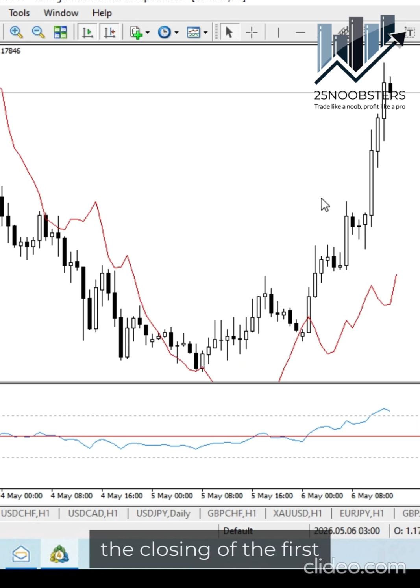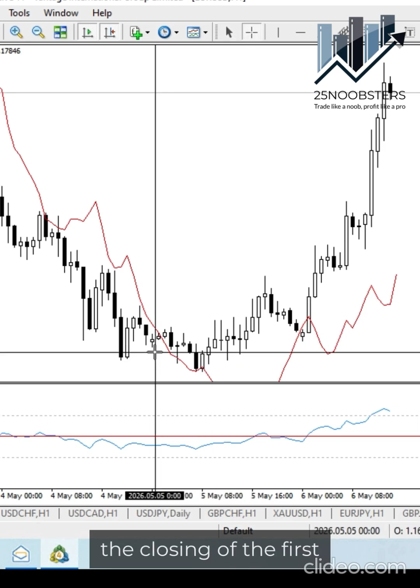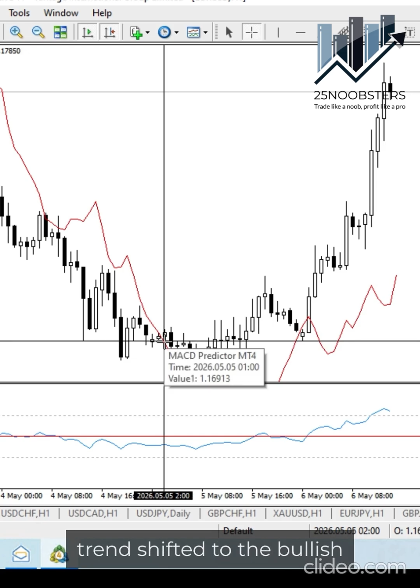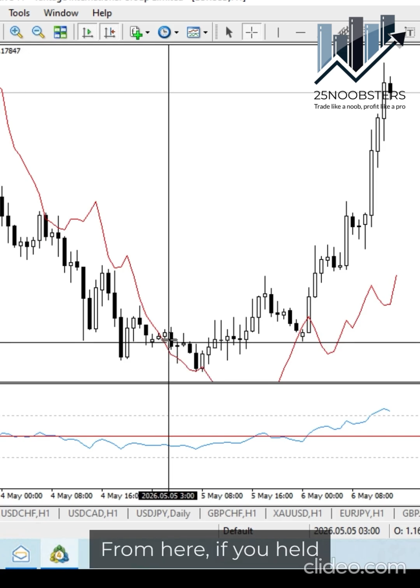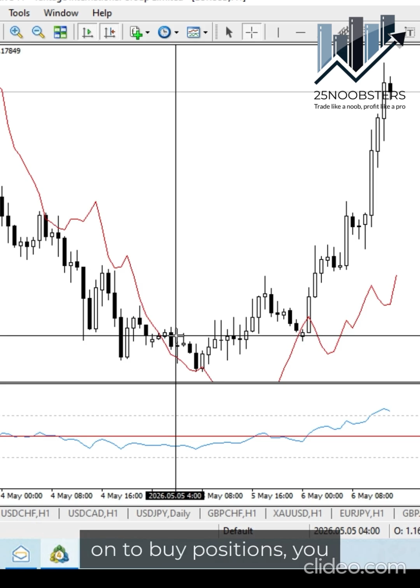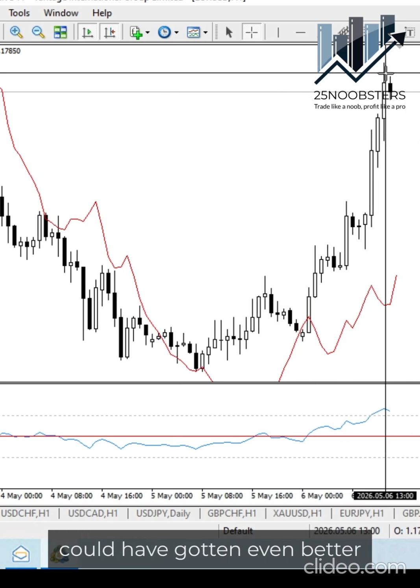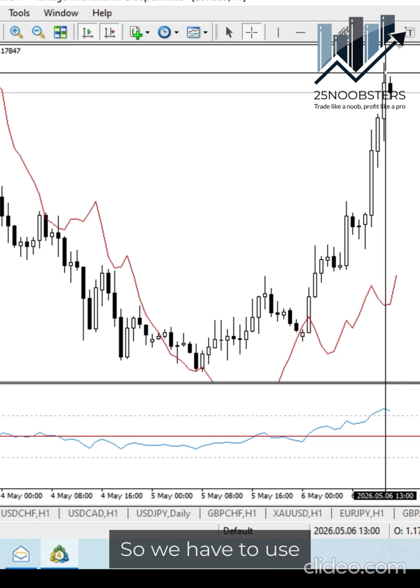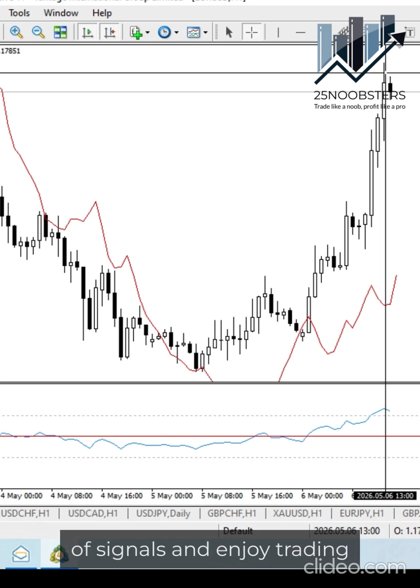Otherwise, if we look at the closing of the first candle, here is when the trend shifted to the bullish side. From here, if you held on to buy positions, you could have gotten an even better number of pips so far. So we have to use this indicator on these 3 time frames to find different kinds of signals and enjoy trading in both directions.